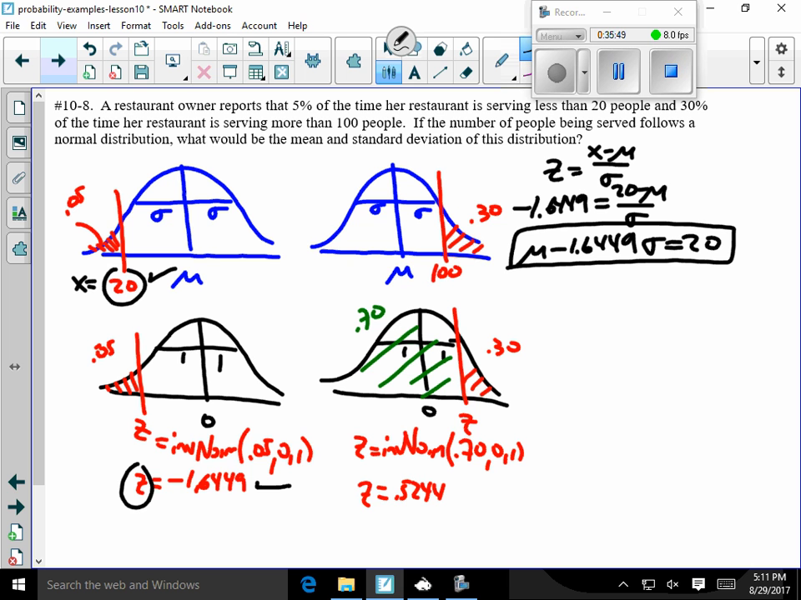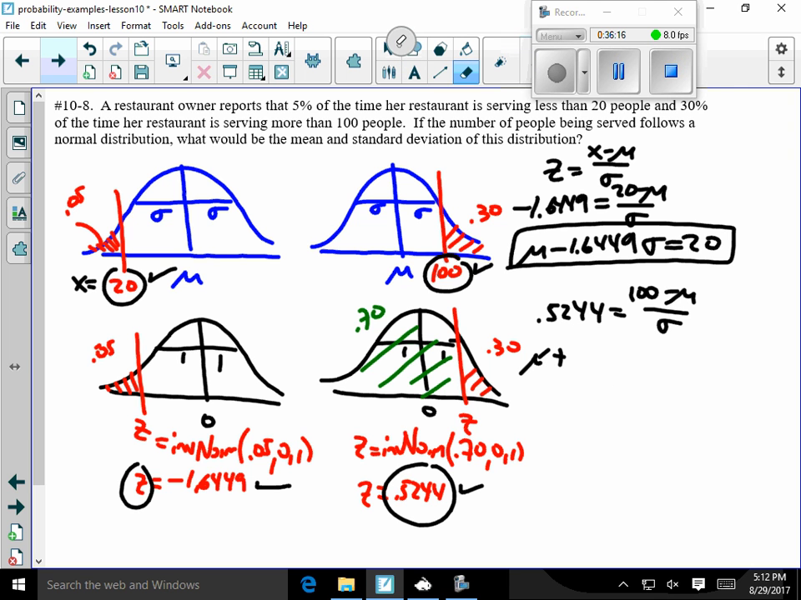And then for the other one, I have the data value x of 100 is linked to the z-score of positive 0.5244. So that means that when z is 0.5244, the data value is 100 with that same mean and standard deviation. And if I rearrange that one, it would be mu plus 0.5244 sigma equals 100. So that gives me a second equation.